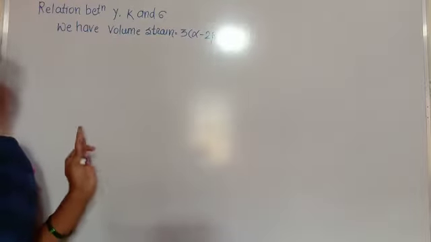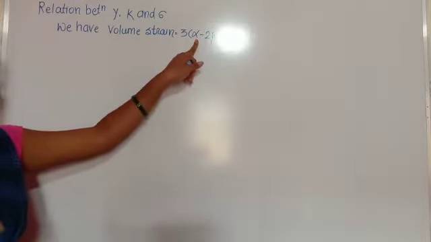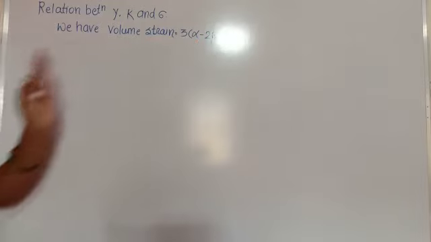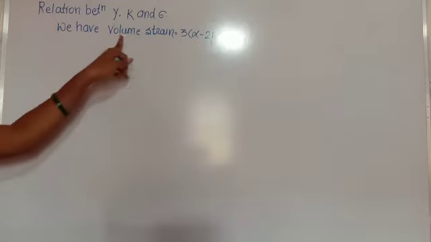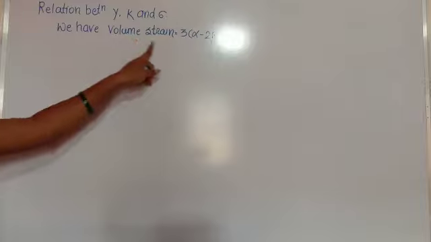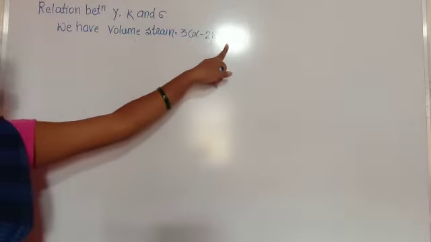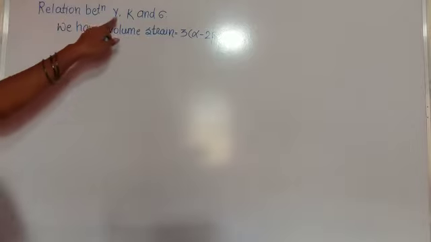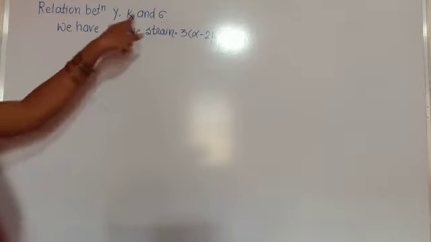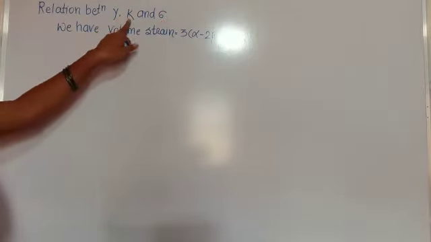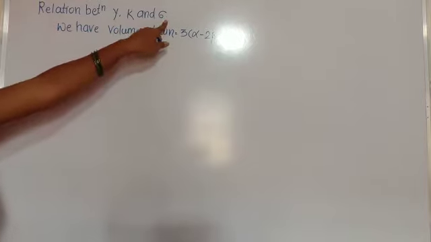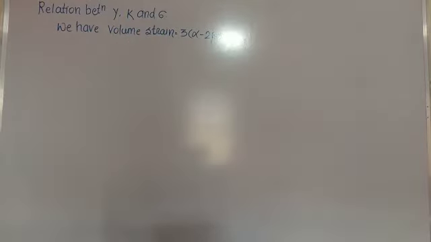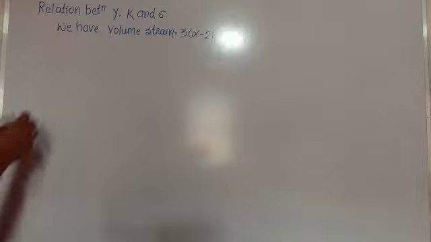There is no need to derive this relation by the long method, so it is not our work. That's why we directly use this equation, volume strain equals 3 alpha minus twice beta into P, and we have to introduce the relation between Y, K and sigma. Here Y is the Young's modulus, K is the bulk modulus and sigma is the Poisson's ratio. For that, we use the definition of bulk modulus of elasticity.